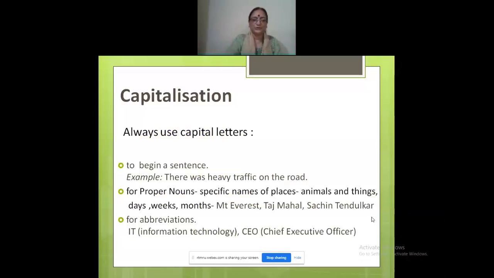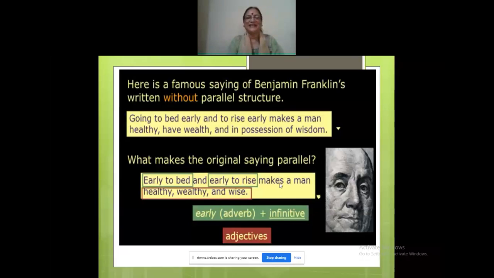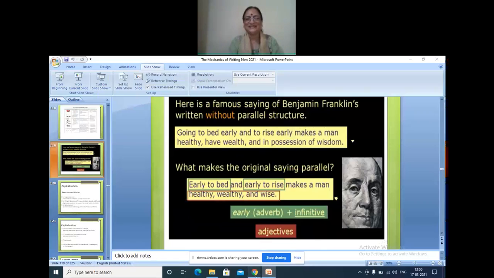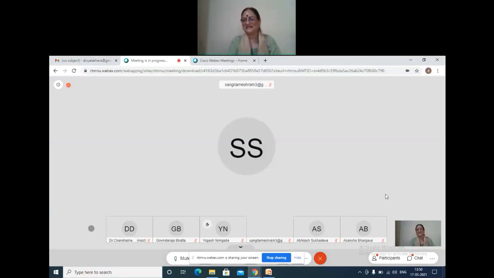Now we come to capitalization. So we are coming back to our topics on mechanics of writing.